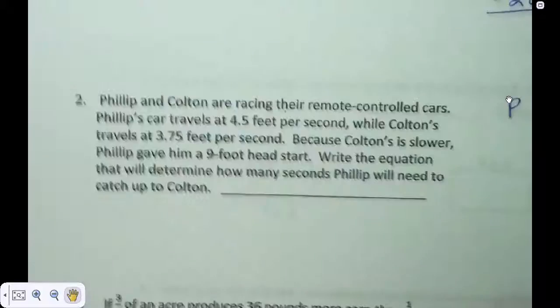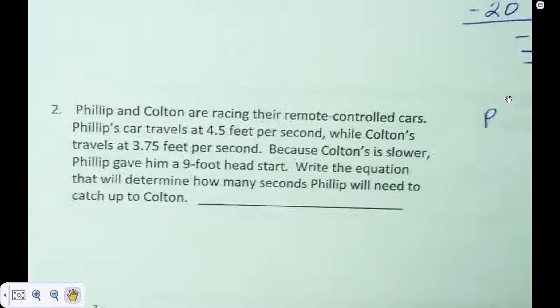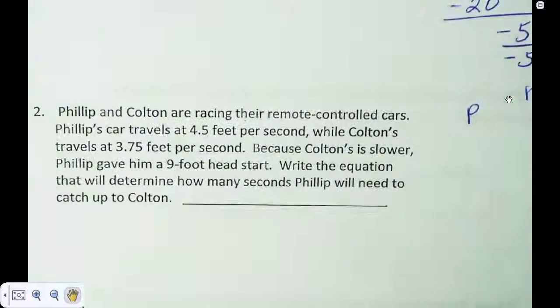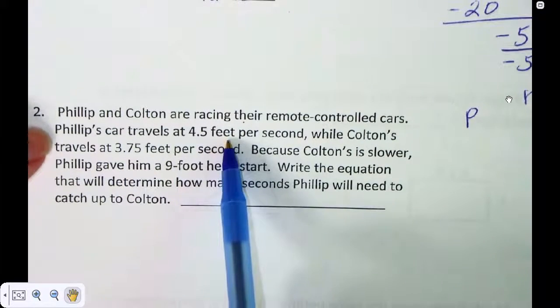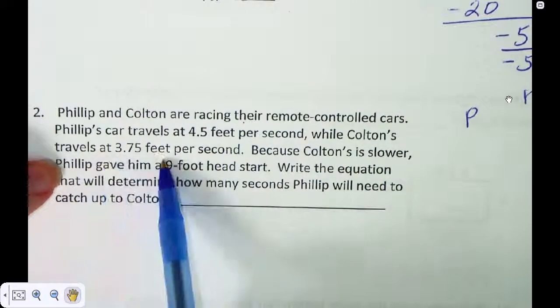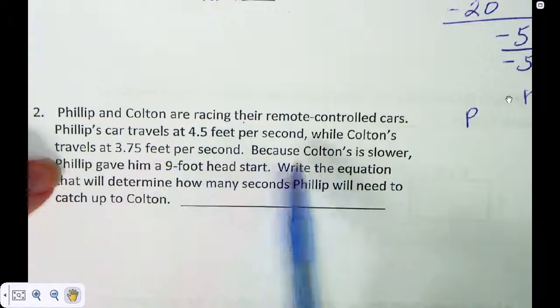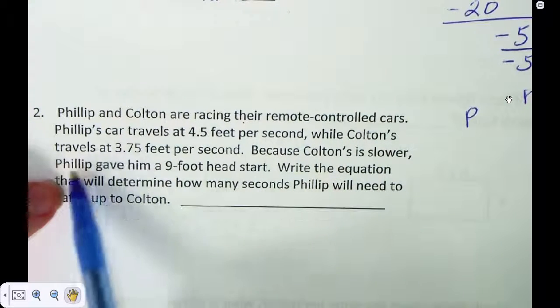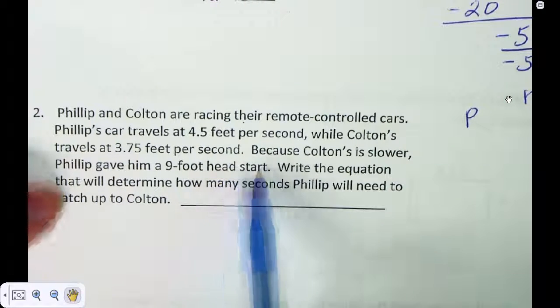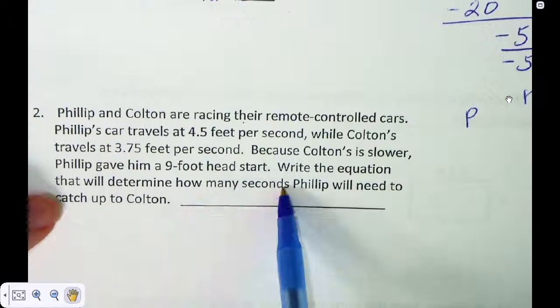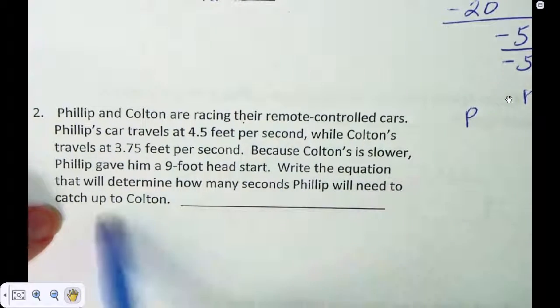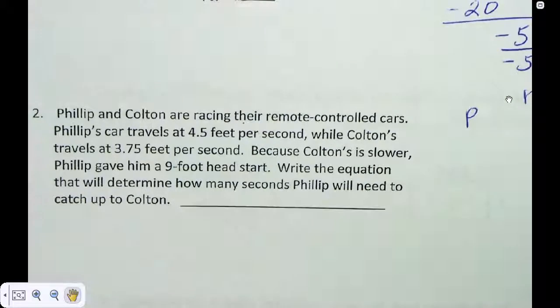There we go. Okay, Philip and Colton are racing their remote control cars. Philip's car travels this many feet per second. Colton's travels this many feet per second. Because Colton's is slower, Philip gave him a 9-foot head start. Write the equation that will determine how many seconds Philip will need to catch up to Colton. That means be even with him. Have the same distance. Be at the same place.